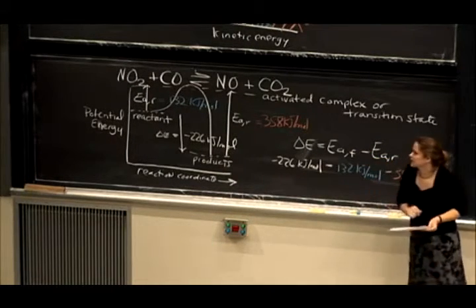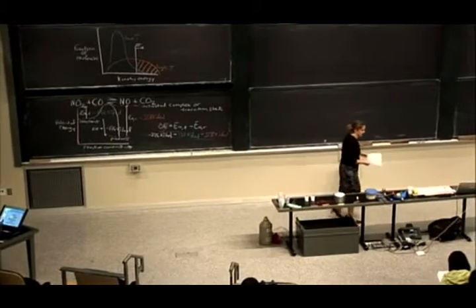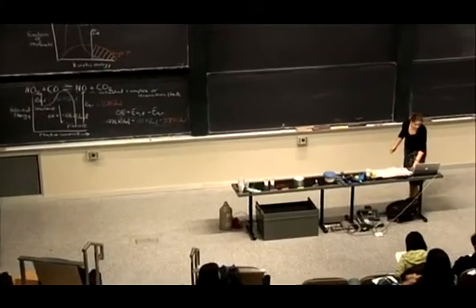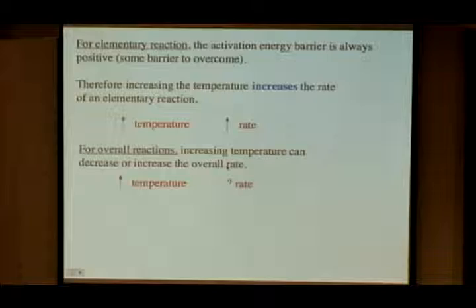Okay, so let's keep this in mind and go on and take a look at how this connects back with some other things that we have already talked about in this course. So for an elementary reaction, there's always some positive activation energy barrier to overcome. And because there's always this activation energy to overcome, increasing the temperature is always going to increase the rate of an elementary reaction. It's always going to make it easier to get over that activation energy barrier.